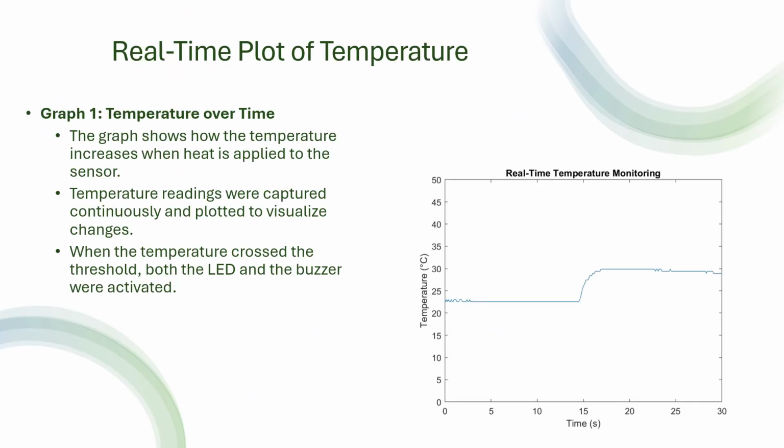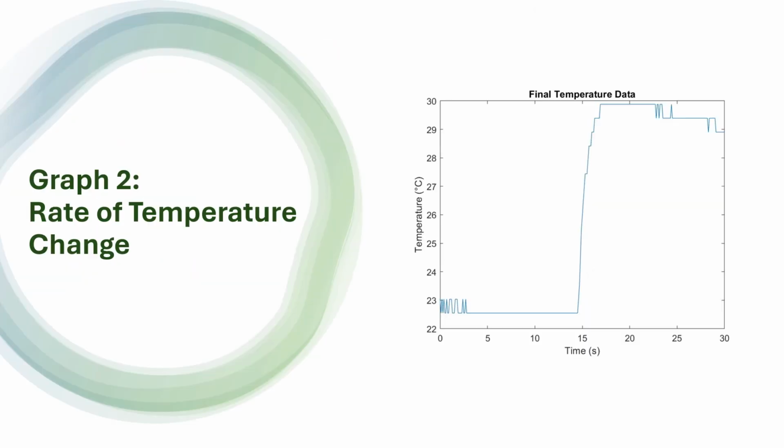Here we have a real-time plot of the temperature data. This graph represents the changes in temperature over time as we apply heat to the sensor. In this slide, we calculated the rate of temperature change and plotted it based on the data we acquired. This graph helps us estimate how long it will take for the temperature to reach the threshold.